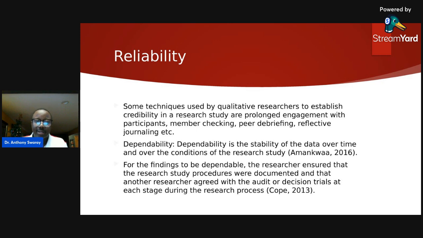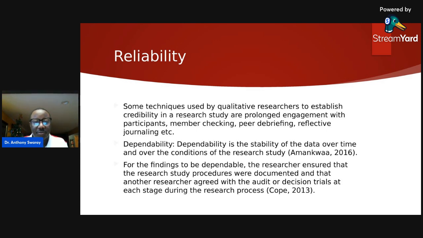All right. And then dependability is the stability of the data over time and the conditions of the research study. You have to state that in your research, in chapter 3, you define it and cite where you got the definition from.